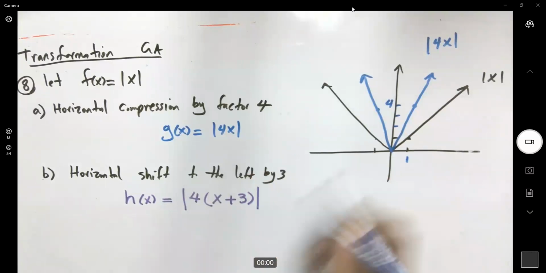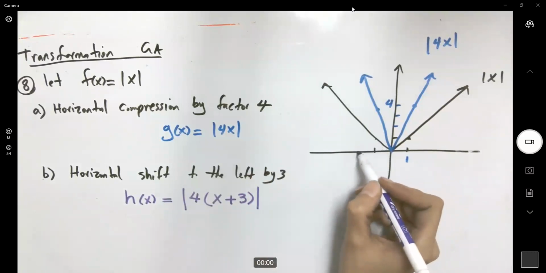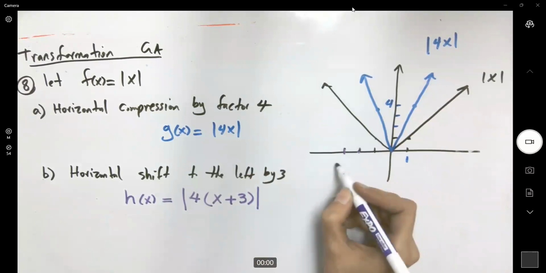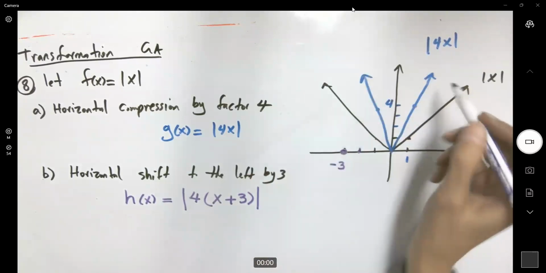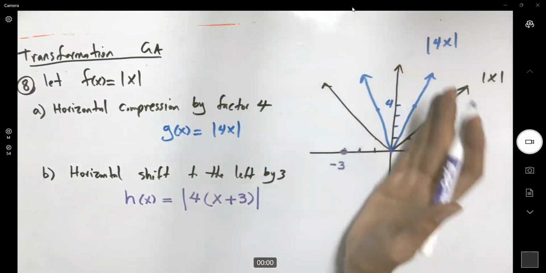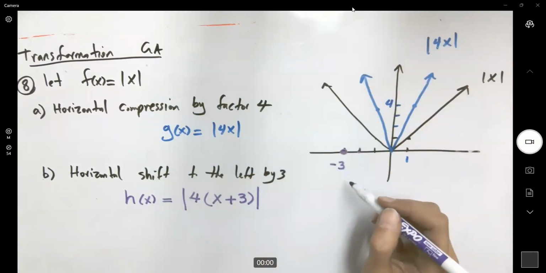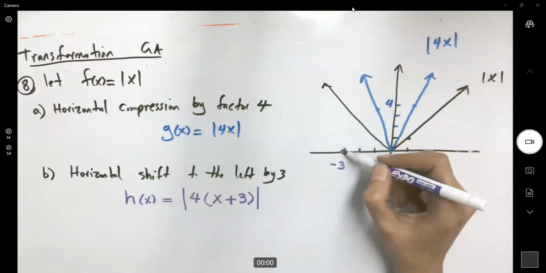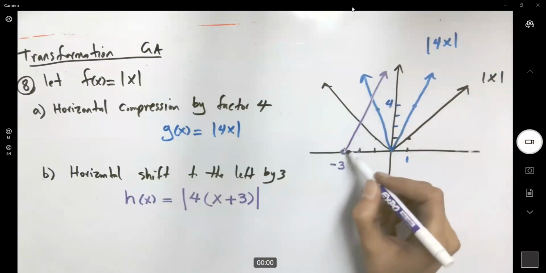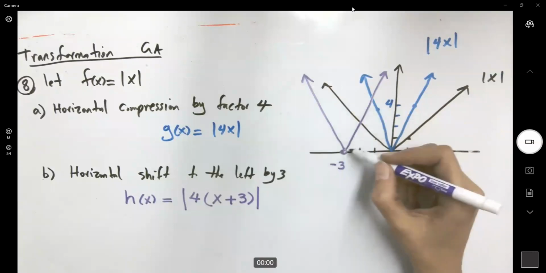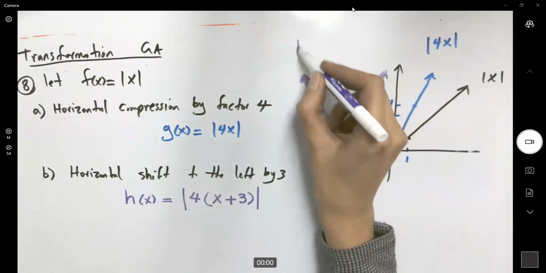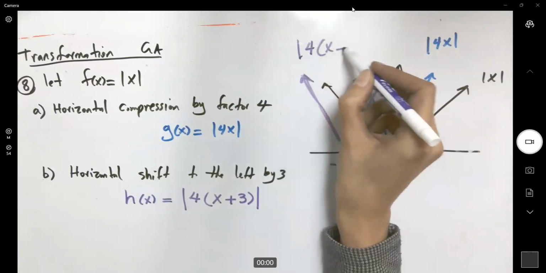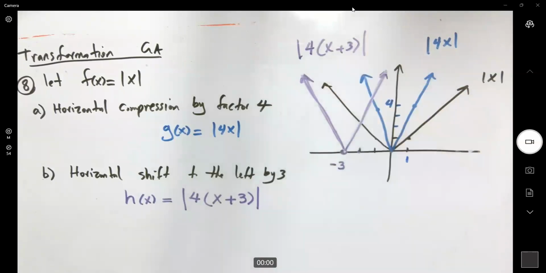Shift 3 units to the left. So let me use the same color. I'm taking this graph, this blue V shape, and shifting it 3 units to the left. So this is going to be my new function, transforming this to the new function, absolute value of 4 times x plus 3.